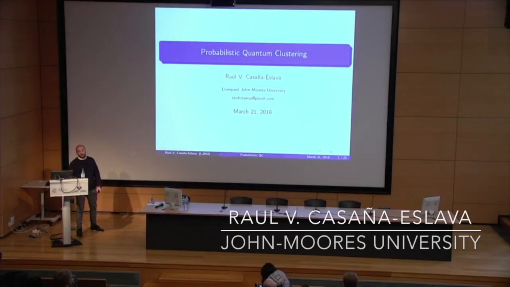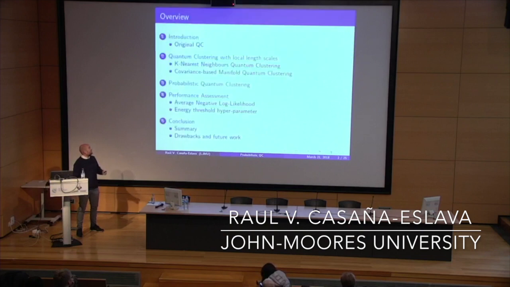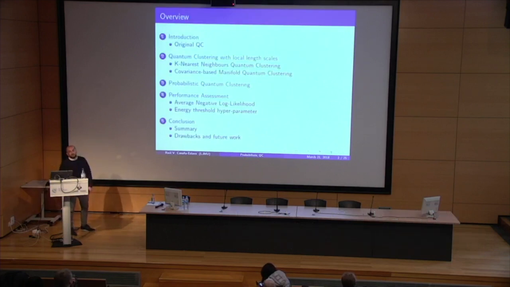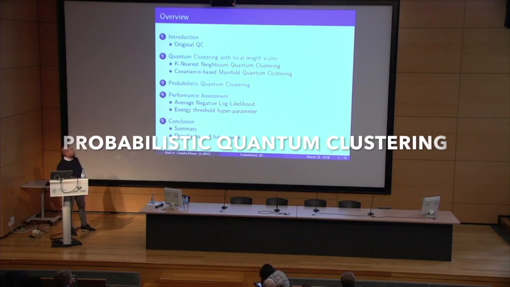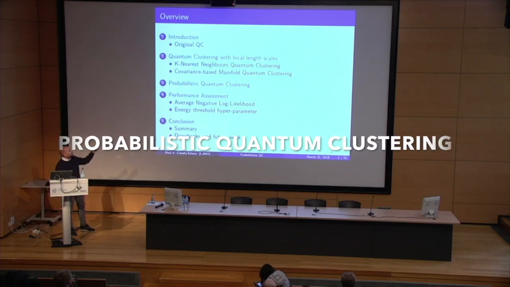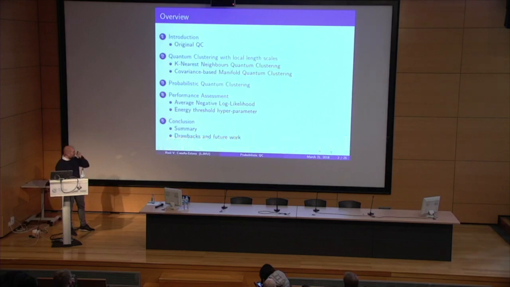It's not a Schrödinger equation, but it's a classical machine learning method. It's an overview. I'm going to introduce the original quantum clustering that was developed in 2001. Then I'm going to talk about some improvements based on local length scales.